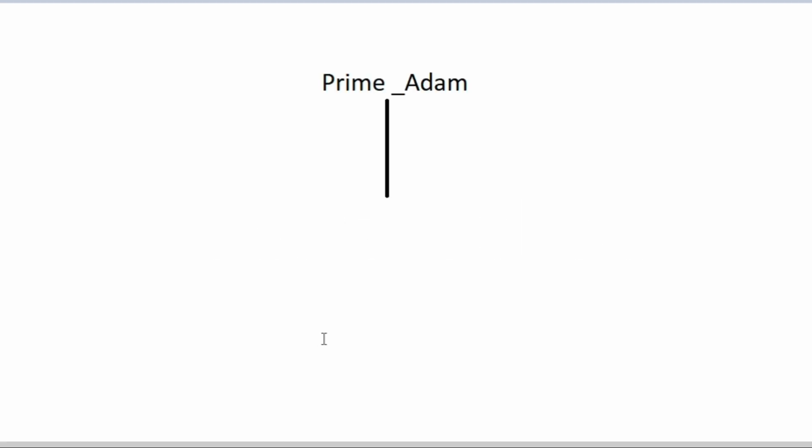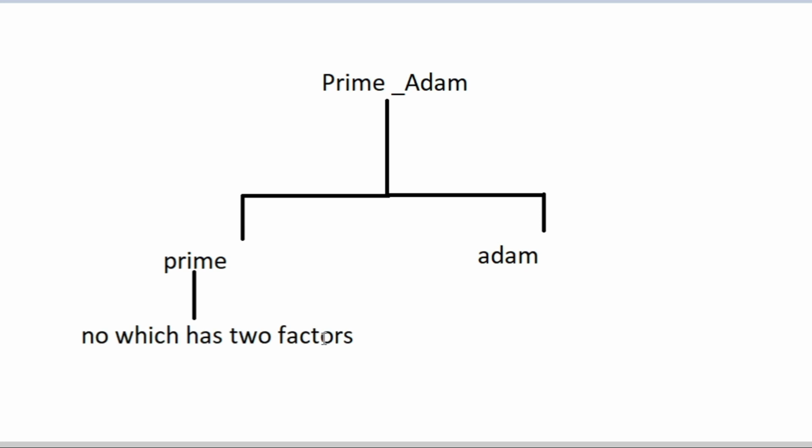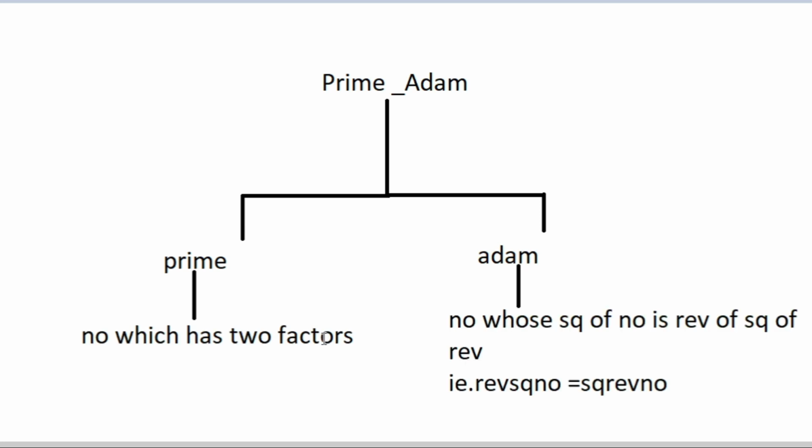Prime Adam Number. What is a Prime Adam Number? A number which is both prime as well as Adam. Now, what is a prime number? A number which has only 2 factors. An Adam number is a number whose square of the number is the reverse of the square of the reverse. In a nutshell, the reverse of the square of the number is equal to the square of the reverse of the number.